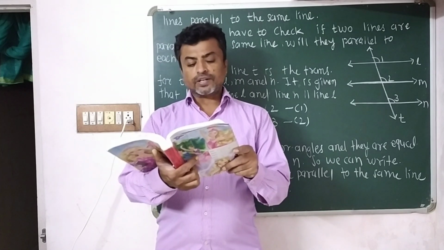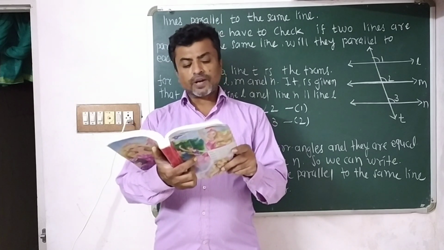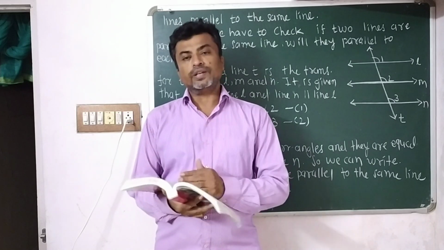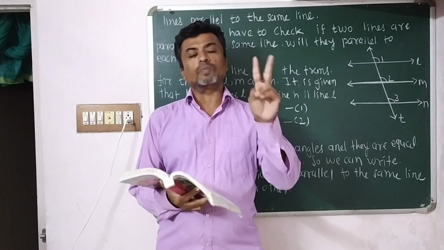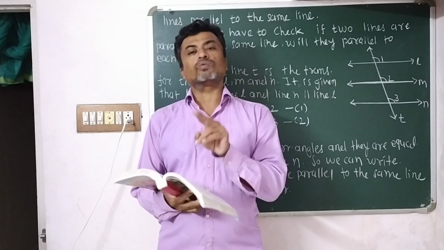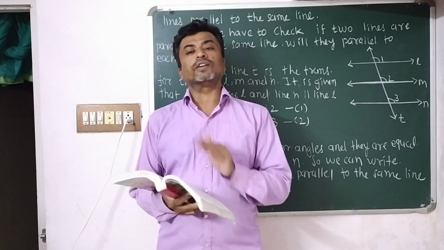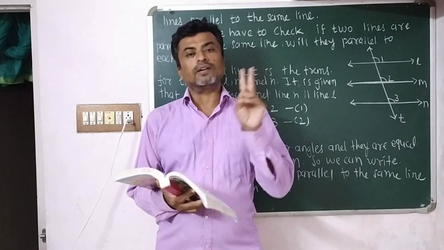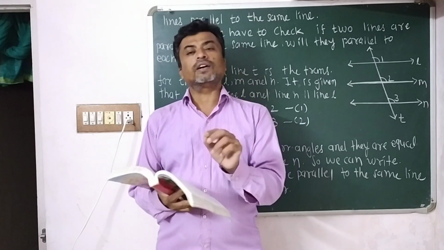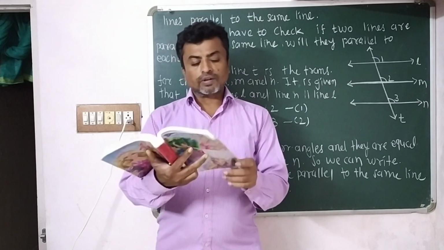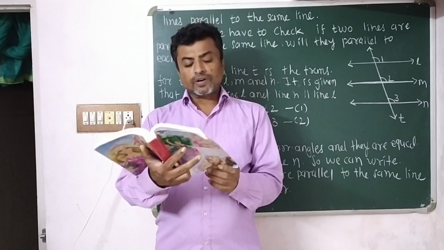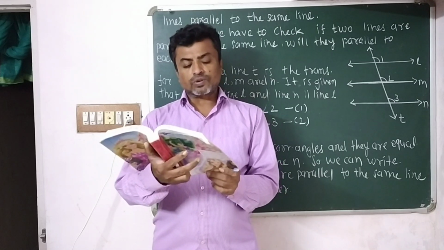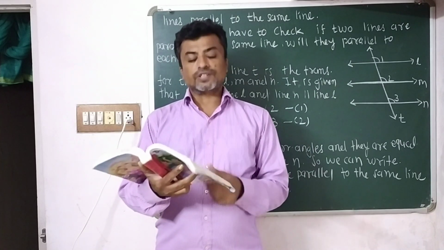If a transversal intersects two parallel lines, then each pair of interior angles on the same side of the transversal is supplementary. Its meaning is, if a transversal intersects two parallel lines, then the sum of measures of co-interior angles is always 180 degrees. Its meaning is, co-interior angles are always supplementary. So our Theorem 6.4 is, if a transversal intersects two parallel lines, then each pair of interior angles on the same side of the transversal is supplementary.